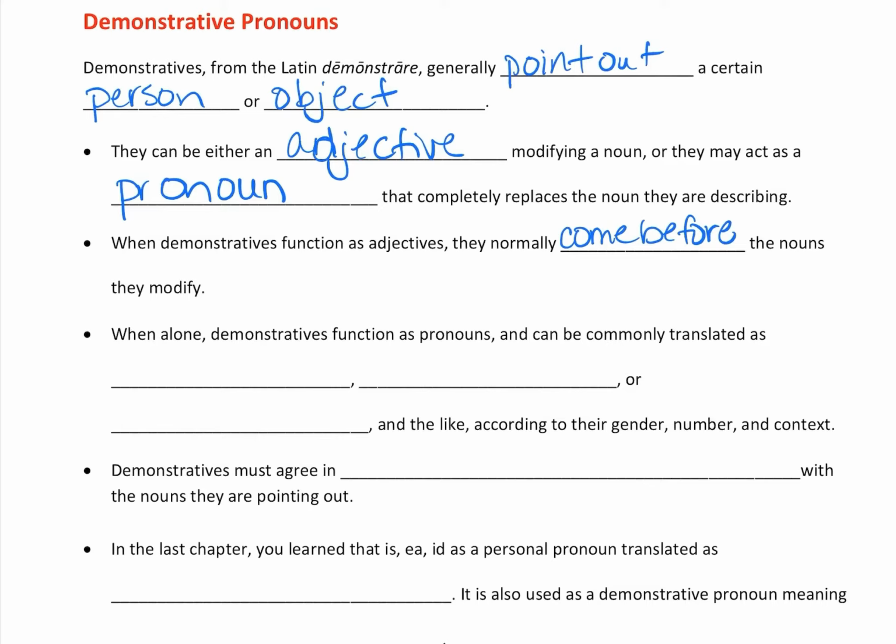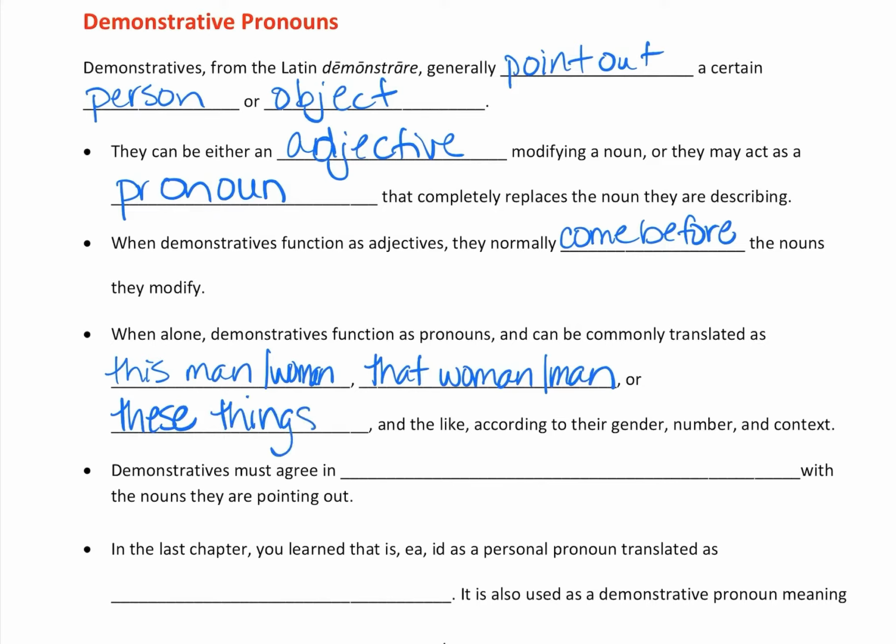So when a demonstrative isn't followed by a noun, meaning the demonstrative is alone, the demonstrative functions as a pronoun, and they can be commonly translated as this man or woman, right? That woman, of course, that man, or these things. You could also say these men or women, right? And the like, according to their gender, number, case, and the context.